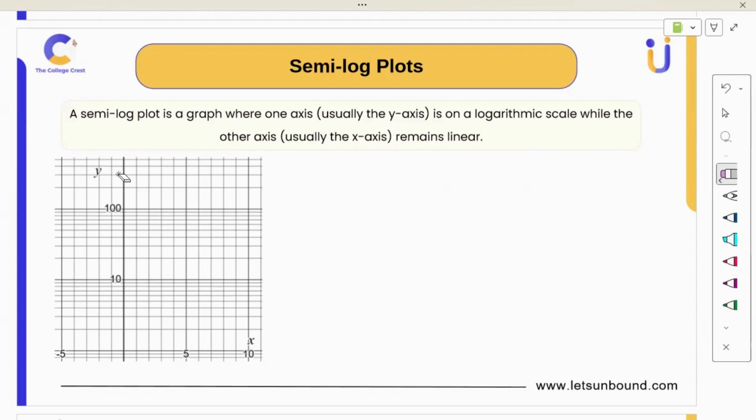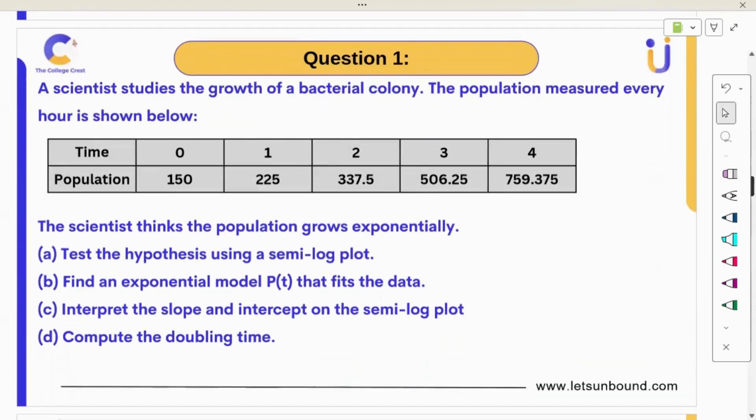So a semilog plot is where one axis, usually the y-axis, is on a logarithmic scale, and this is how we should space them, while the other axis remains linear. So 0, 1, 2, 3, 4, 5 in that way, it's simple adding. But this behaves differently from 1 to 10, 10 to 100, and 100 to 1000. Likewise, it will go on and on. Right? Now, moving to the question.